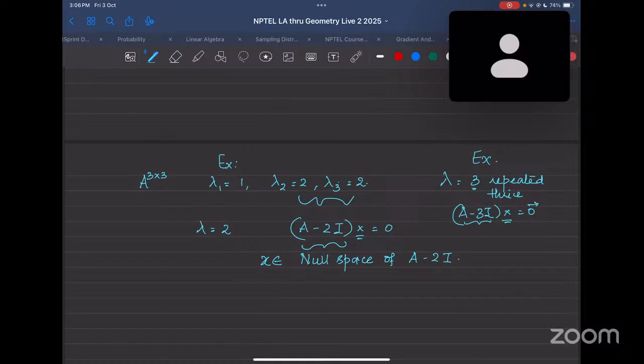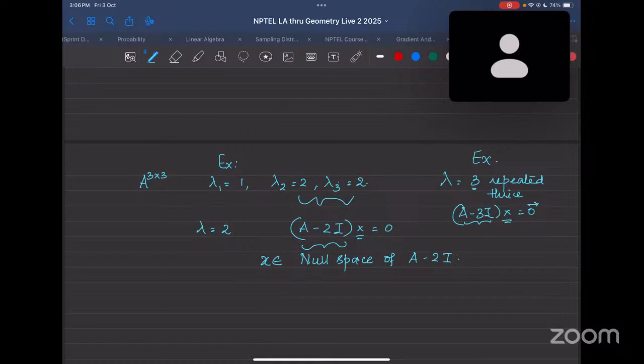When I say it is repeated, it's going to be repeated twice. That means when I do this A minus 2I times x, I will find one linearly independent vector here, and there will be two linearly dependent vectors in this case. Which means if that is the case, then the null space will become two-dimensional. Are you getting it? When will the dimension of the null space be equal to the dimension of that matrix itself?